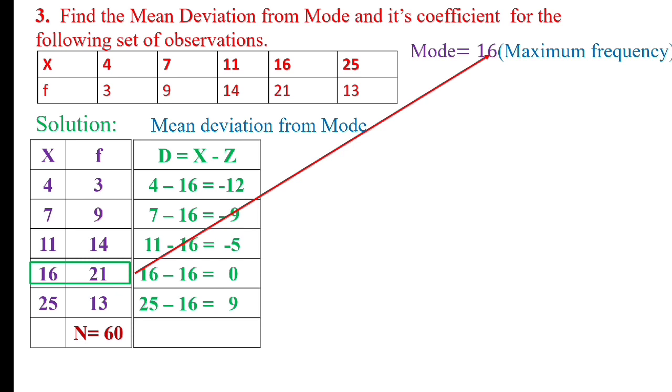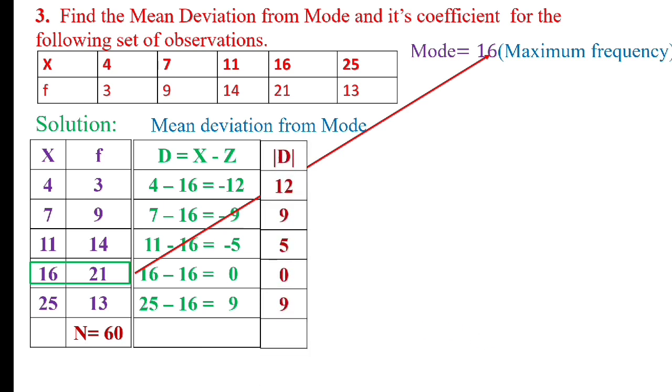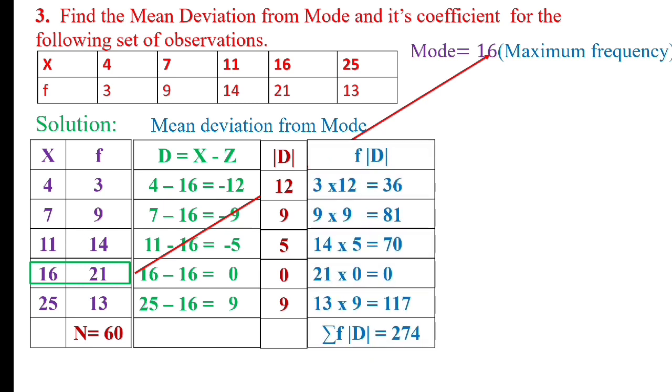Then, once the mode value is found, you can find 4 minus 16 equal to minus 12, 7 minus 16 equal to minus 9, 11 minus 16 equal to minus 5, 16 minus 16 equal to 0, 25 minus 16 equal to 9. Then the negative values will become positive: 12, 9, 5, 0, 9. Then f into D, which is used in the mean deviation formula. 3 into 12, 36; 9 into 9, 81; 14 into 5, 70; 21 into 0, 0; 13 into 9 equal to 117. Then summation of f into D equals 274.